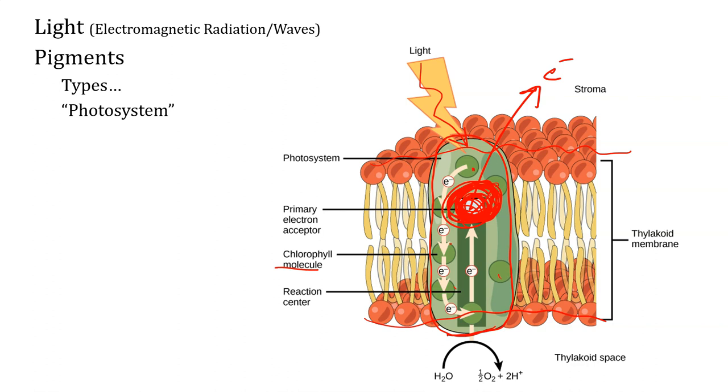Okay, but the long and short of it is a photosystem is a place where there are a lot of pigments so that light energy can be captured in a strong way, such that electrons will flow and eventually the energy will be so concentrated that it ejects an electron.